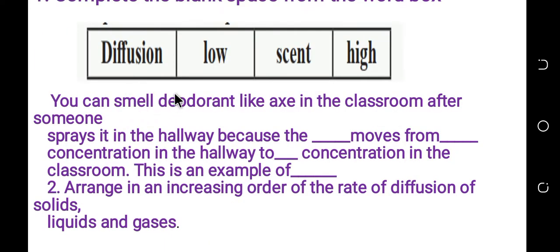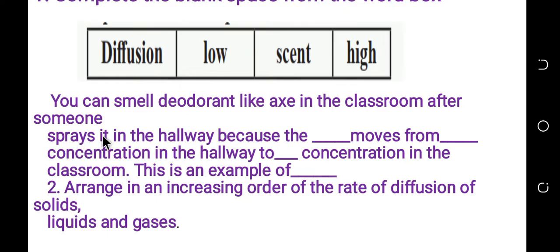Fill in the blanks. Diffusion, low, scent, and high are the words to use. You can smell deodorant, for example, in the class after someone sprays it in the hallway, because the blank moves from blank concentration in the hallway to blank concentration in the classroom. This is an example of blank.